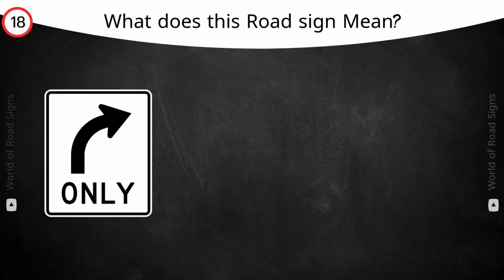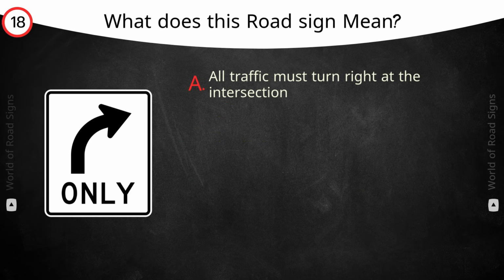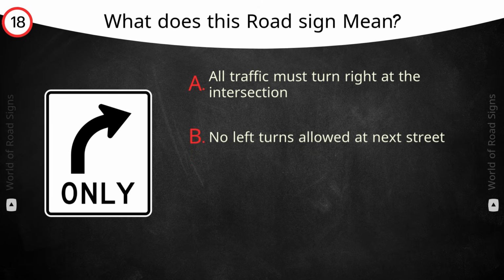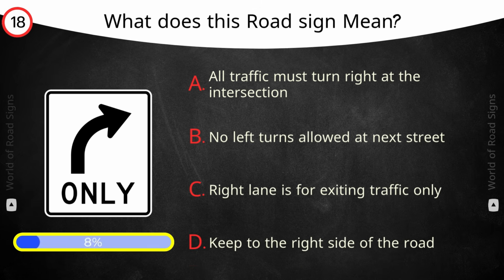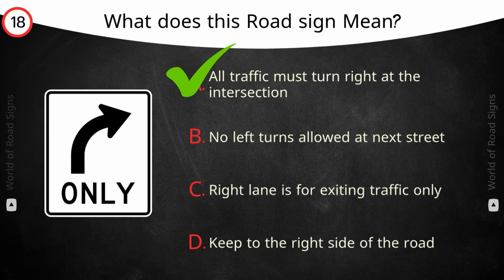Question 18. What does this traffic sign indicate? A. All traffic must turn right at the intersection. B. No left turns allowed at next street. C. Right lane is for exiting traffic only. D. Keep to the right side of the road. Option A is the right answer. All traffic must turn right at the intersection.